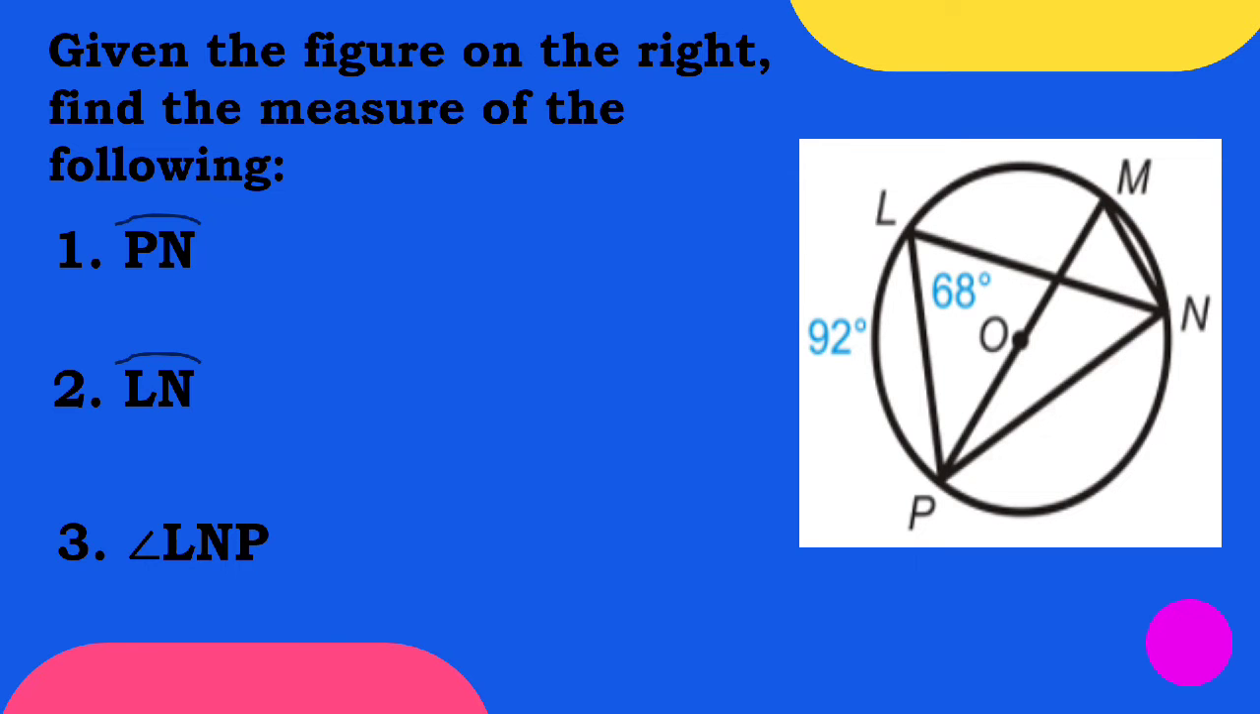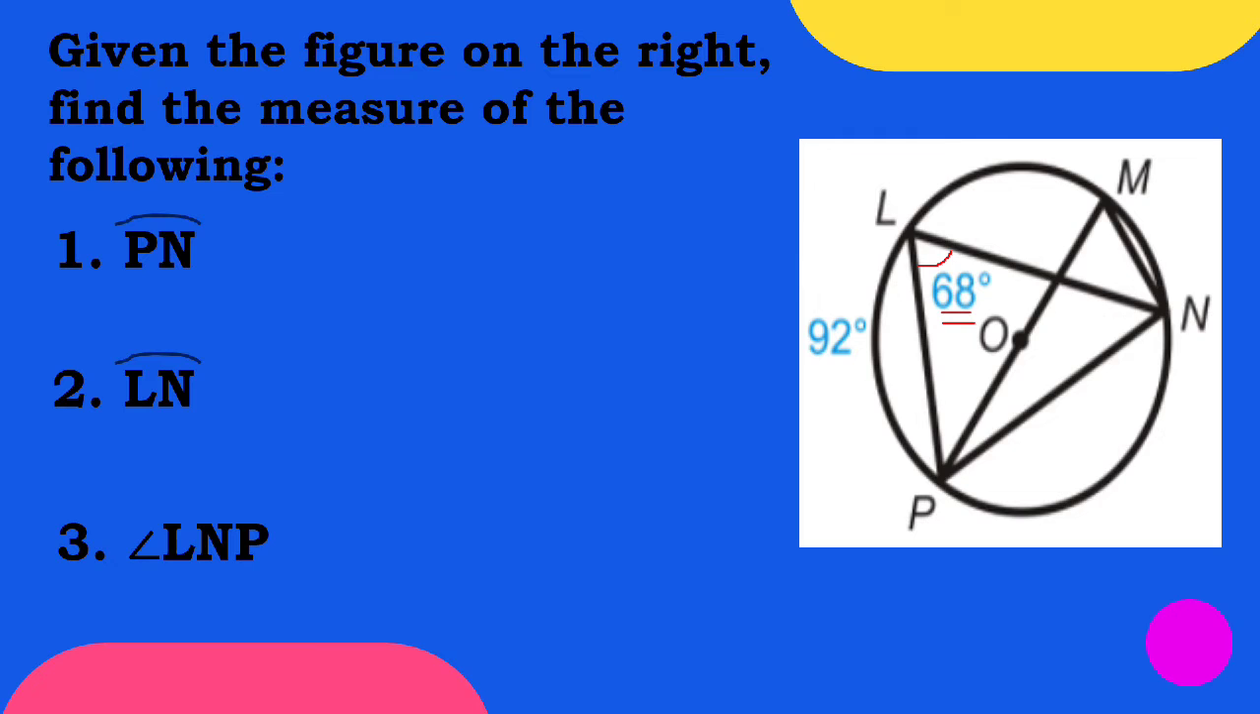Let's have a review first. Given the figure on the right, find the measure of the following. Let's start with arc PN. Arc PN is intercepted by angle PLN. Angle PLN is formed on the circle, so it is an inscribed angle.